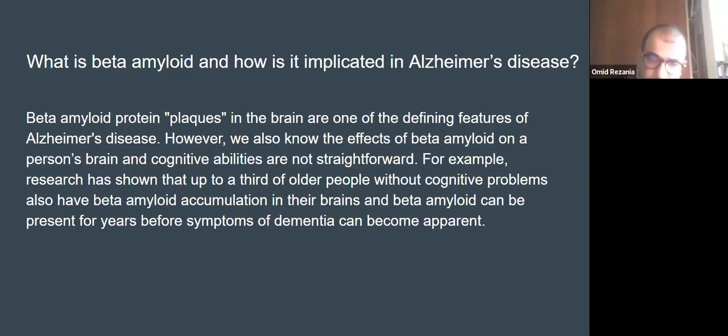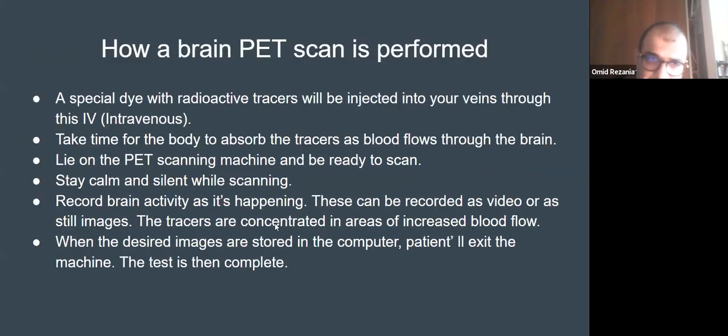Okay, next please. Interesting. Beta amyloid can even accumulate in the brain before the symptoms show up. Okay, interesting.